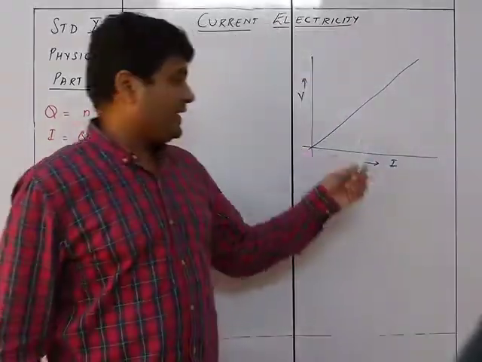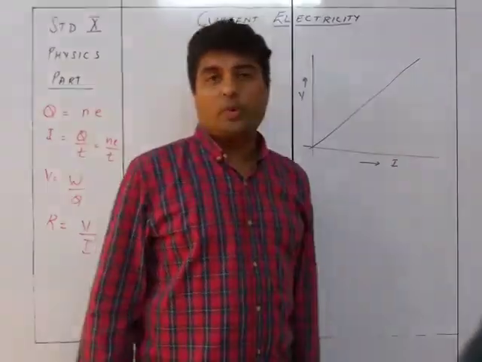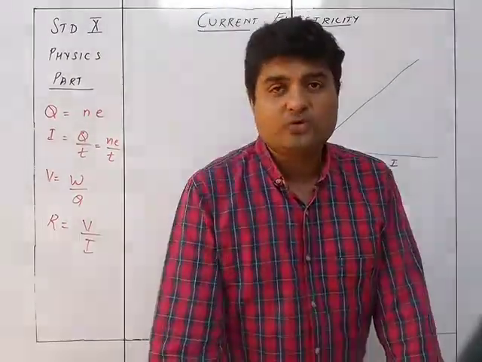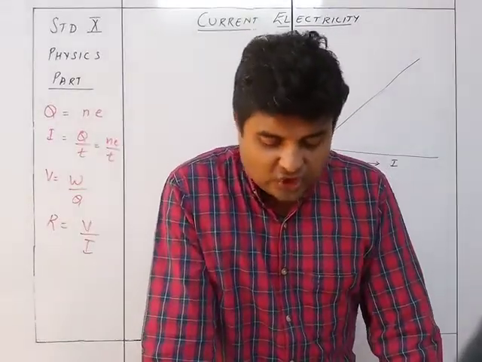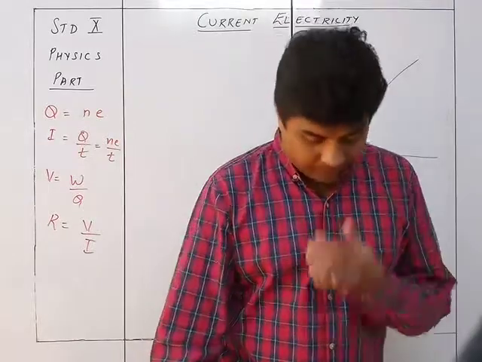So whether I increases or V increases, the value of R, that is the slope of this particular line, is going to remain the same. That's why the ratio of V and I is constant for all values of V and I.